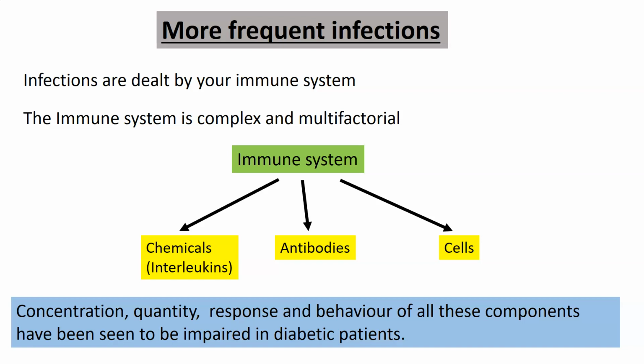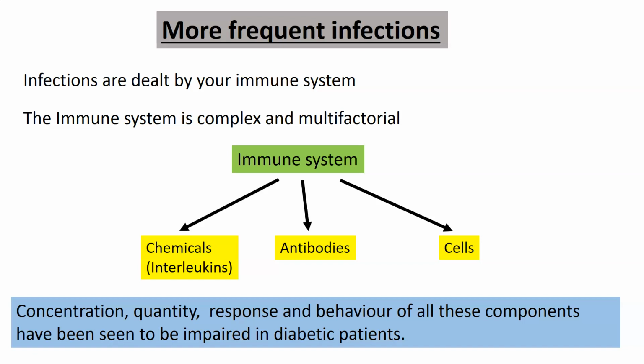Urinary tract infections are much more common. First of all, obviously, there's more sugar in the urine. Sugar is not only a source of energy for us, but also for bacteria and fungi. So you get a lot more bacteria being able to grow in the urine and populate the urinary system, or the urinary tract.